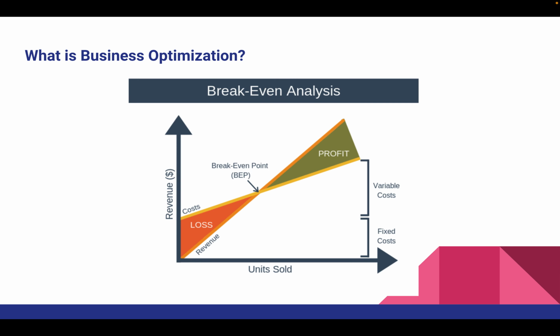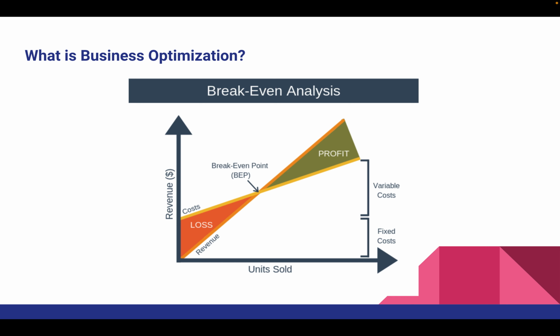One typical example that is used a lot, and it's a very basic example for business optimization, is the so-called break-even analysis. The break-even analysis relies on a specific point that we call the break-even point, which you can see in the arrow in the middle. This break-even point is to be established by understanding all the costs and by understanding the revenue of a product.